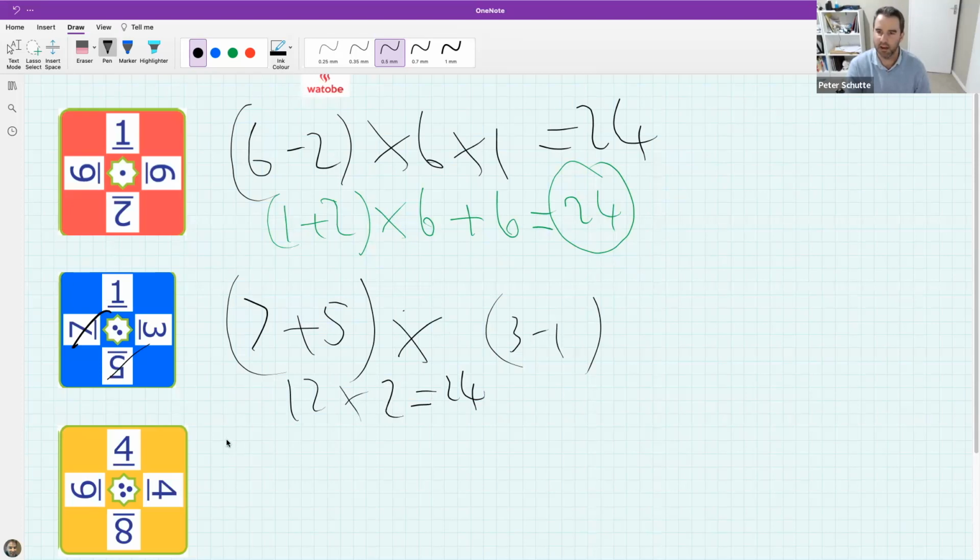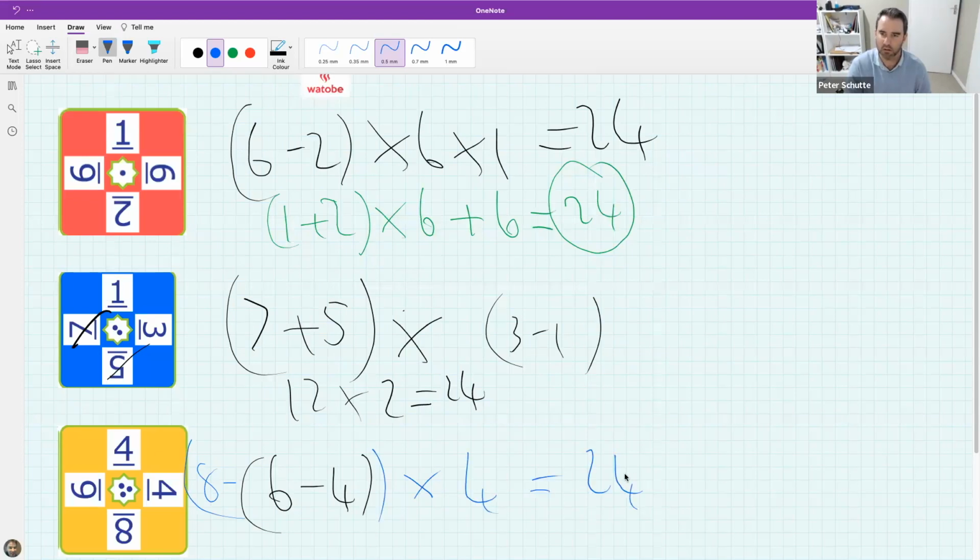Aha. Yes, I see Emmanuel's got the yellow. 6 minus 4 gives you 2, and then 8 minus 2, where did the 2 come from? Oh, you got the 2 from this. So 8 minus 2 gives you 6, and then 6 times 4 gives you 24. Yep, agreed. That's fantastic.